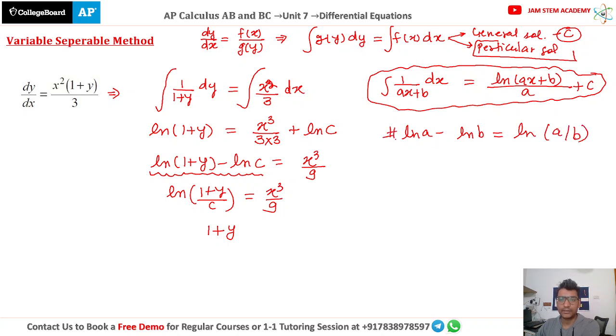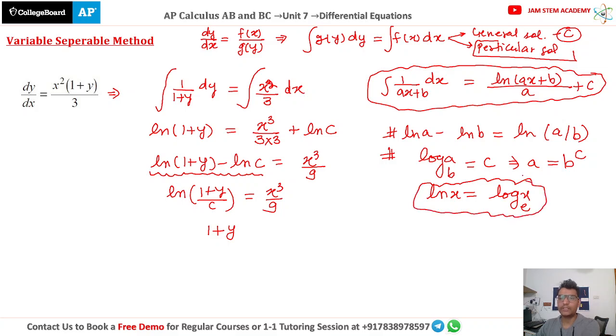And now I'm using the definition of logarithm in the next part, which says if you have log of a to the base b equals c, then it means a equals b raised to the power c. And you know already that ln of x means the base is e. Log x base e is another way to write natural log x. So here I have the same kind of situation. This 1 plus y over c is the a part, so I will use the definition. This is the definition of the logarithm.